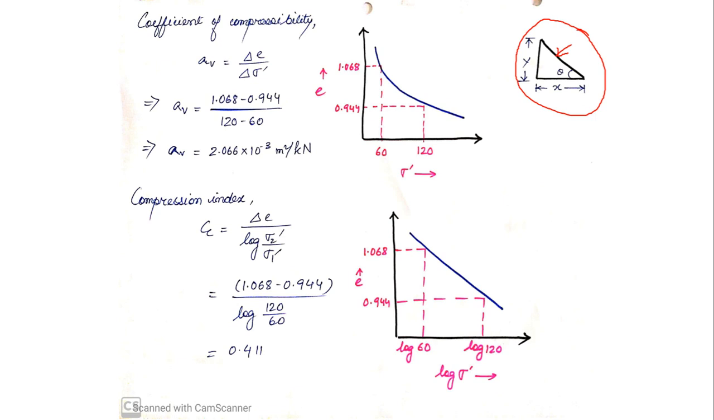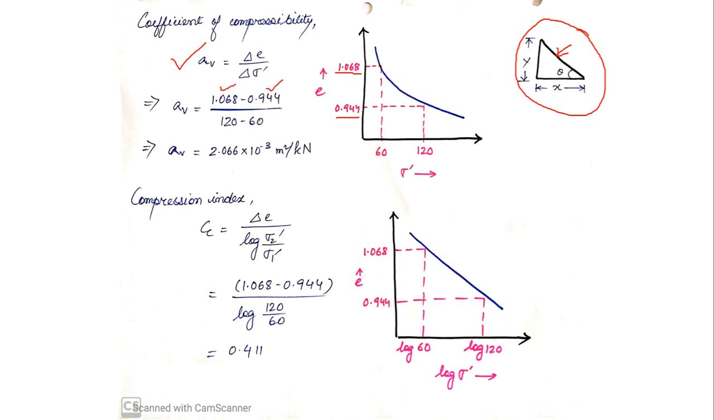Now if I want to calculate, say, the coefficient of compressibility, I am not concerned with the nature of the slope of the curve. I do not want to know whether it is sloping upwards or downwards. I simply want to calculate the slope, so it will be y by x. On the y axis I have got void ratio. So what is the change in void ratio? It will be 1.068 minus 0.944. This is the value of y.